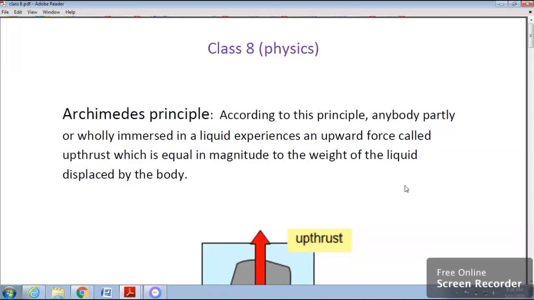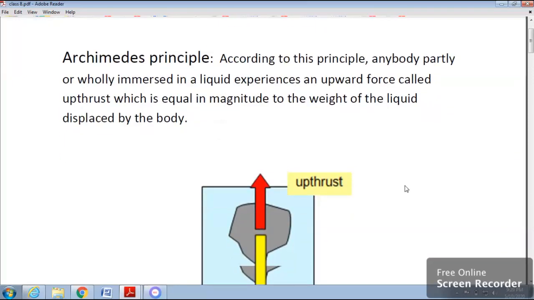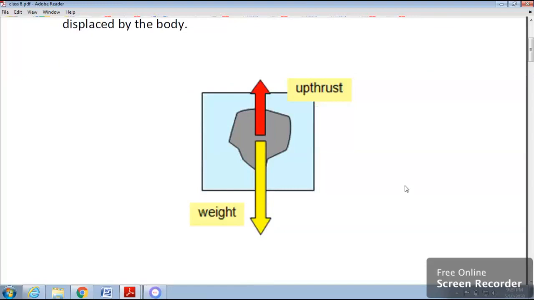Today we'll discuss Archimedes principle. According to this principle, any body partially or wholly immersed in a liquid experiences an upward force. That upward force is called upthrust, which is equal in magnitude to the weight of the liquid displaced by the body. As you can see in this diagram, the red color indicates the upthrust, the force in the upward direction, and the weight of the body in yellow color, the force in the downward direction.